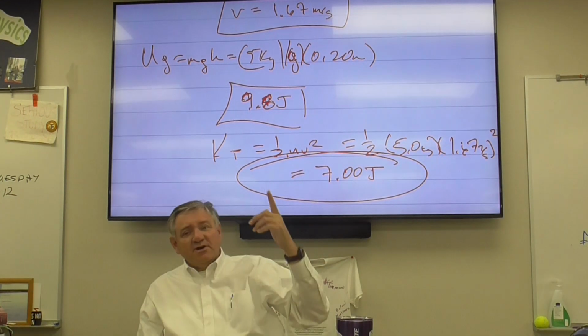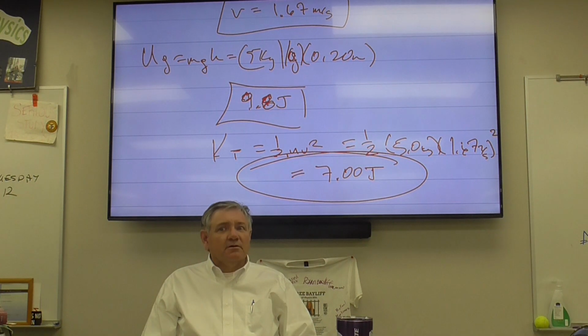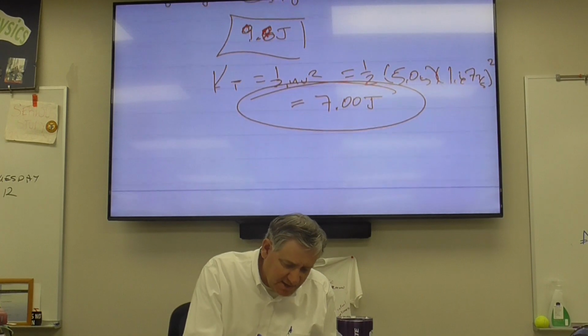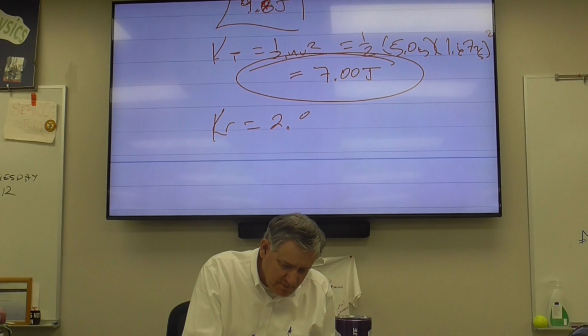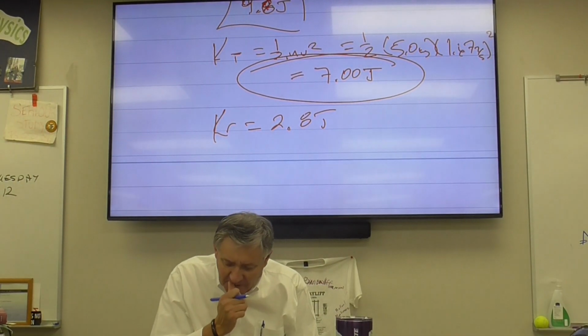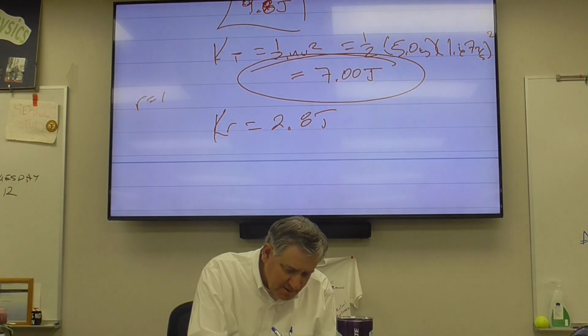So, if my translational kinetic energy is 7 joules, how much rotational kinetic energy do I have? 2.8. This is why you pull down the full values. So my rotational kinetic energy would be 2.8 joules. True?